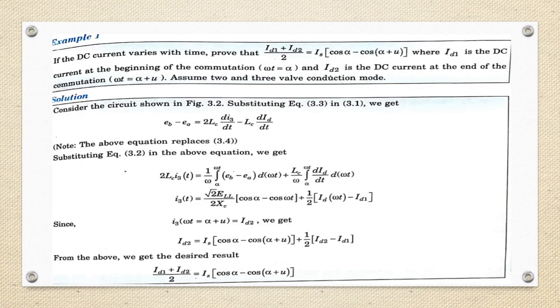If the DC current varies with time, prove that ID1 plus ID2 by 2 is equal to Is of cos alpha minus cos of alpha plus u, where ID1 is the DC current at the beginning of the commutation, that is omega t is alpha, and ID2 is the DC current at the end of the commutation, that is omega t is alpha plus u. Assume 2 and 3 valve conduction mode. So let us see the solution.